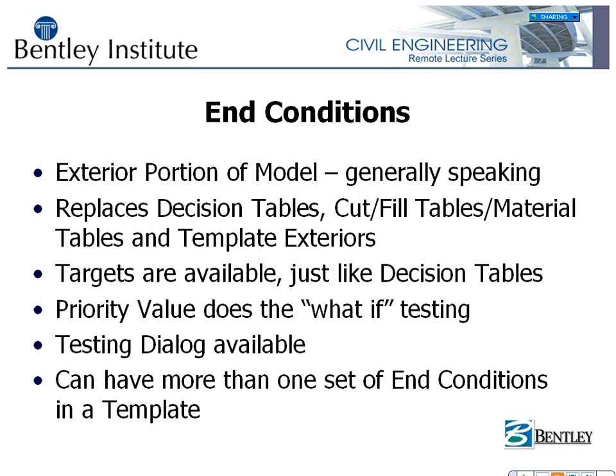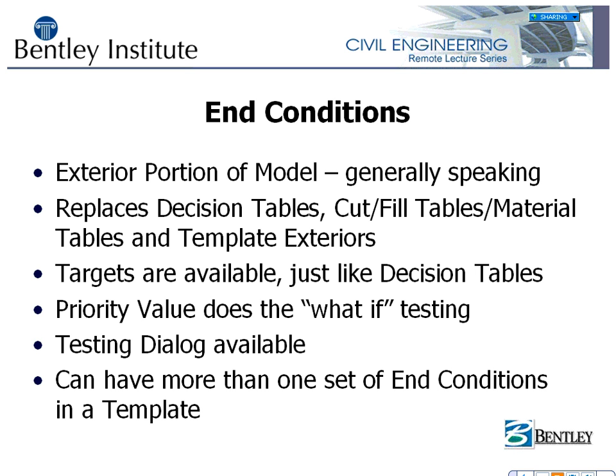Targets are available just like decision tables. You've got all the X, Y, Z targets, surface targets, that kind of stuff. Now, the priority value is what it does the what-if testing. So in a decision table, you would do the first target block series, and then the next one, and the next one. And the first one that catches is the one that you would use, that would be your solution. With this now, you just do a priority deal. Priorities come through and enable you to set priorities of which one catches first. There's also a testing dialog available.